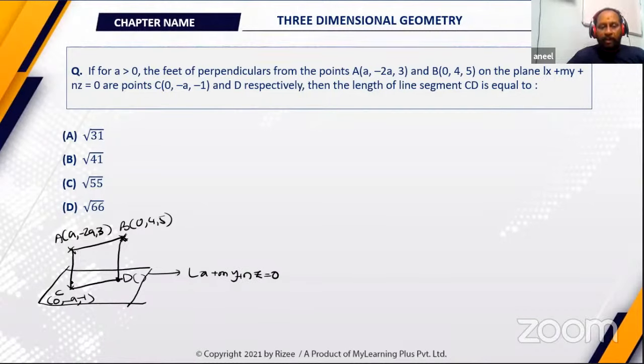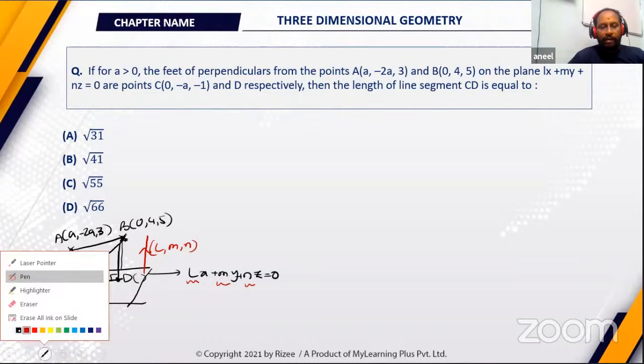Because it is a foot of perpendicular, here the angle is 90 degrees and here also the angle is 90 degrees. Because the angle is 90 degrees, this BC, or you can think AD, becomes the hypotenuse of this particular triangle. Now, the fundamental thing you can observe here is that the moment you see a plane, you must understand that the coefficients of x, y, and z in the plane equation are nothing but the direction ratios of the normal to the plane. So they are L, M, and N. What observations from the diagram are important here?